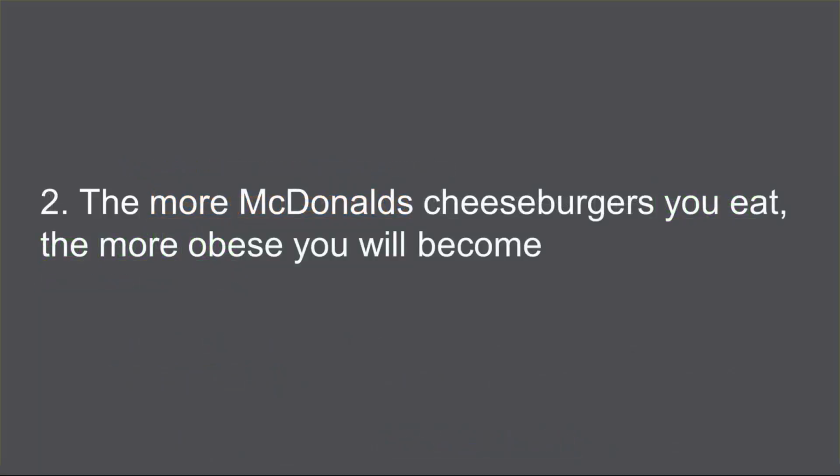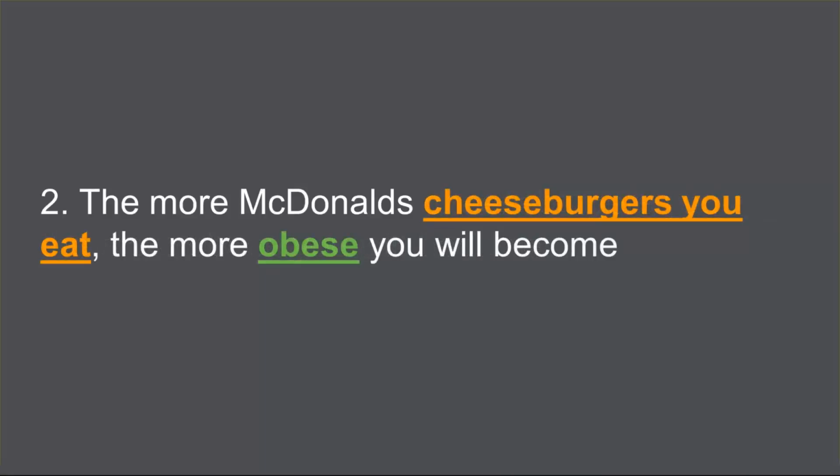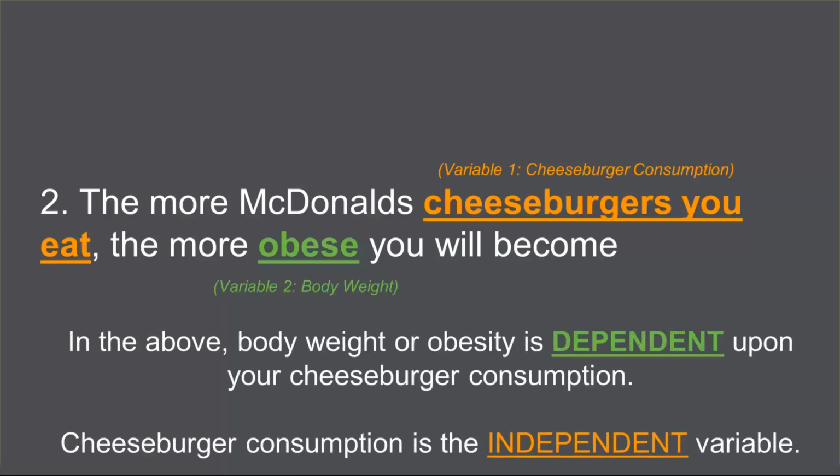So the more McDonald's cheeseburgers you eat, the more obese you will become. Here in this statement, let's try and find the variables once again. Here we've got cheeseburgers and obesity. So essentially variable 1 is cheeseburger consumption, the volume or frequency of that, and the second is your body weight or obesity. So here you can see that your obesity would be dependent upon the number of cheeseburgers you're consuming, whereas cheeseburger consumption is actually independent. I know that can get tricky, and I certainly know that it will pop up throughout our chapter here as well as on the quiz, so be sure to know the difference between identifying the variables, but then also which one's dependent and which one's independent.